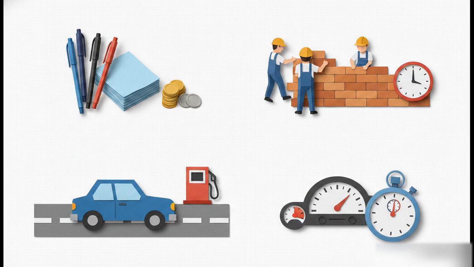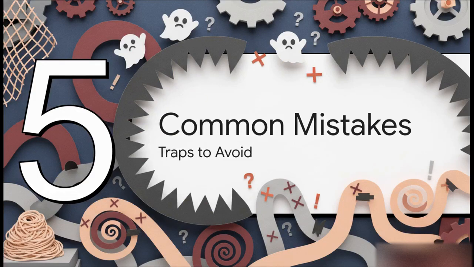So that's inverse. Driving a car. More distance requires more petrol, which is direct. But going at a higher speed means it takes less time to arrive, which is inverse. Make sense? Section 5. Common mistakes to avoid.